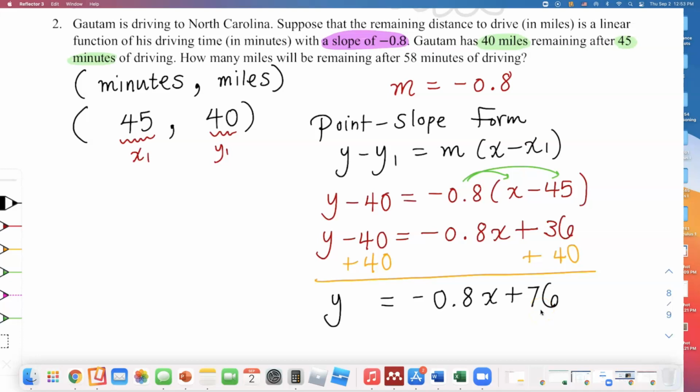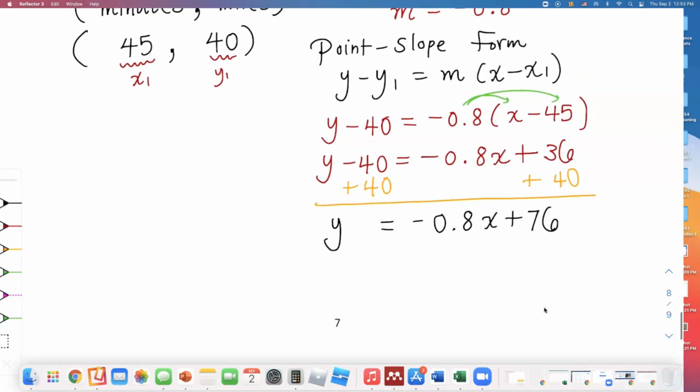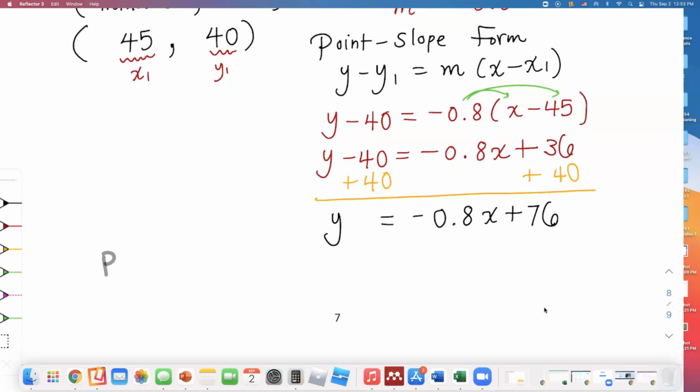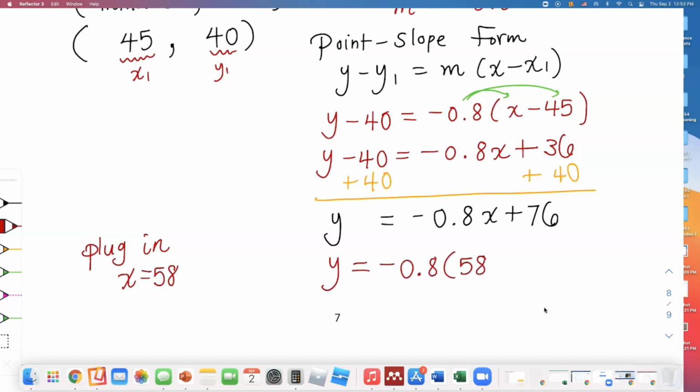What was the number they want us to plug in? Let me read the very last sentence. It said, how many miles will be remaining after 58 minutes of driving? I'm going to go ahead and plug in that 58. So let's say, I'm going to say plug in x equals 58. So the remaining distance will be negative 0.8 times 58 plus 76.